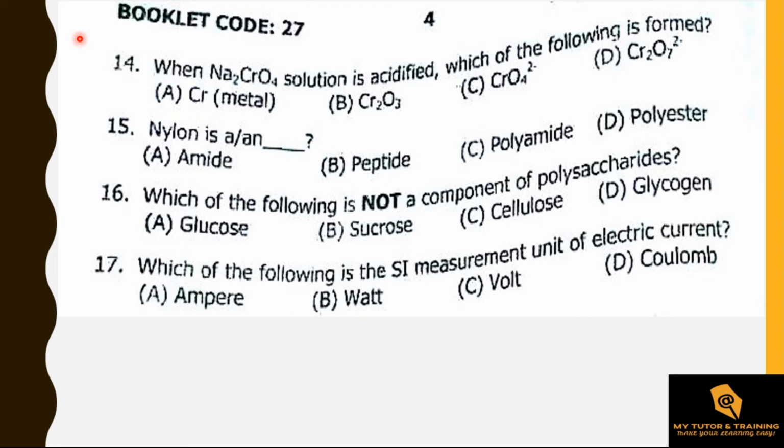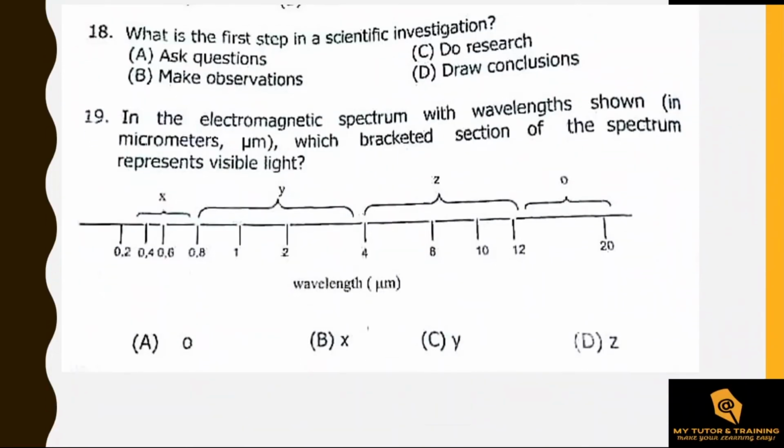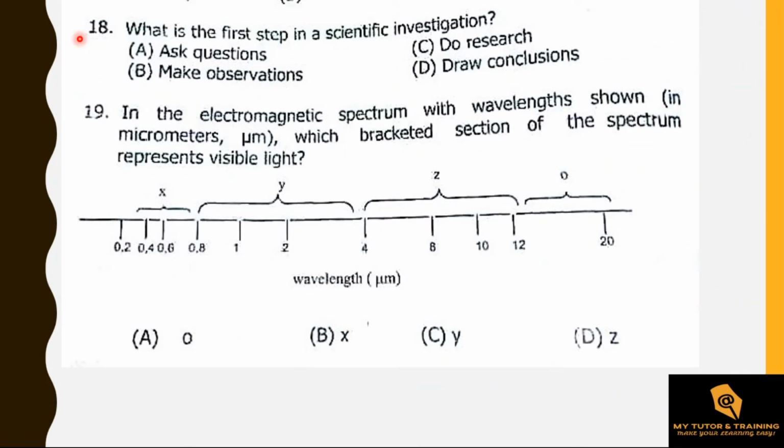It is measured with an ampere. So ampere is choice A, ampere. So it is the unit of electric current. The unit of electric current is ampere. And the next question, what is the first step in the scientific investigation?